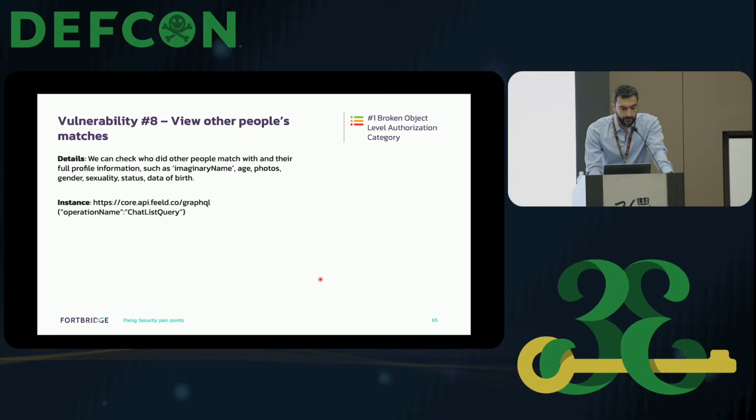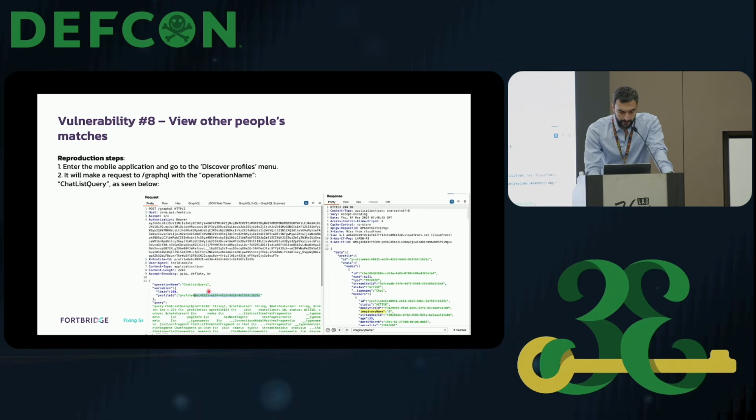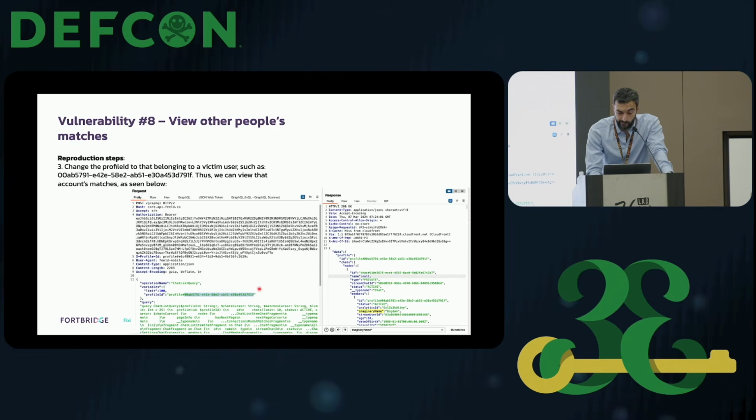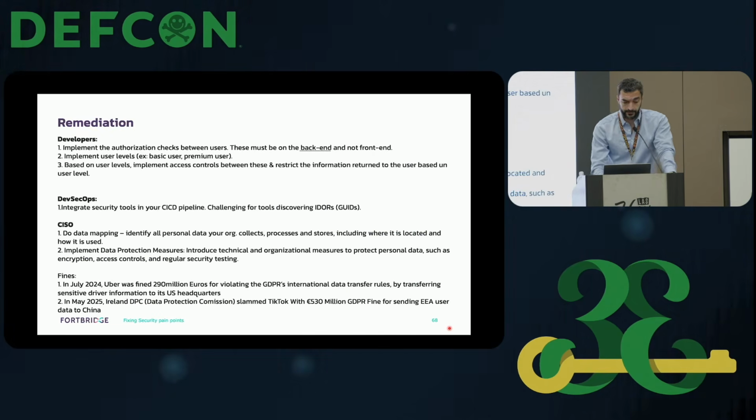And the last issue, view other people's messages, endpoint /GraphQL, operation name chat list query. We can query our own matches, and if we search by imaginary name, we see that we have a total of 3 matches on our own account. However, if we swap the profile ID with that of a random user, let's say 91F, and we search by imaginary name, we see that this account has 45 matches. So this is another access control that is missing.